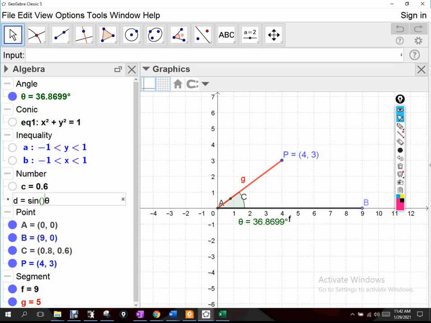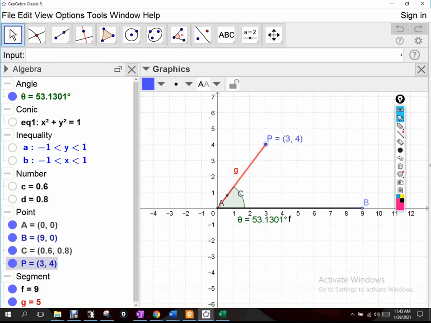But if I just typed in the theta, when I do it that way, it's going to recall and pull off this entire value, and you see that it is 0.6 as well. But if I change it, this is still a 3-4-5 triangle, right?